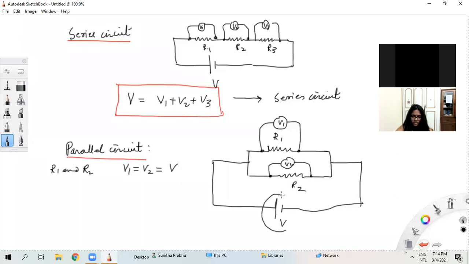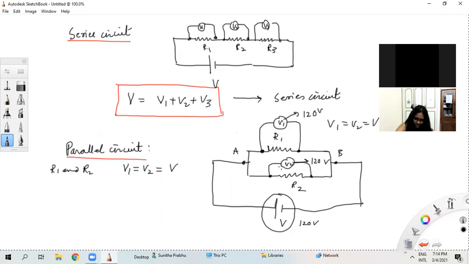Whatever is the voltage here, that same voltage will be between these two points. This is point A, this is point B. That same voltage will be here, and that same voltage is going to be here as well. If this is 120 volts, V1 also will be 120, V2 also will be 120. V1 will be equal to V2 is equal to V. These are two things which you should bear in mind when we talk about voltage drop.